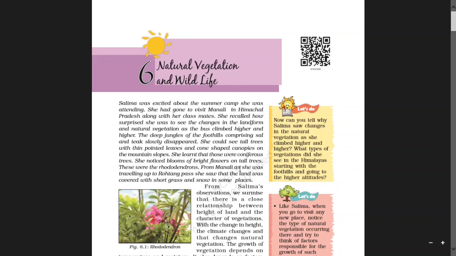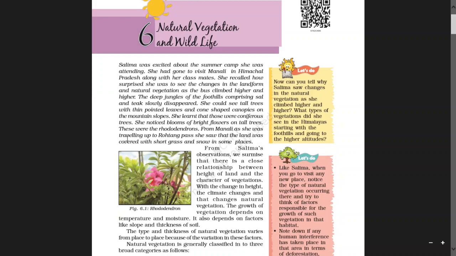From Manali, as she was traveling up to Rohtang Pass, she saw that the land was covered with short grass and snow in some places.